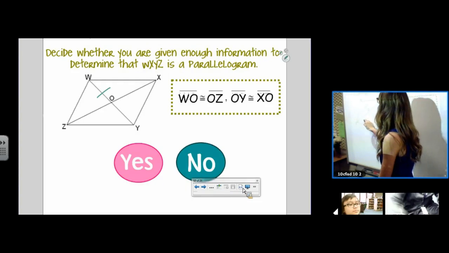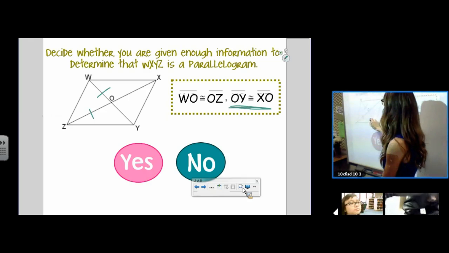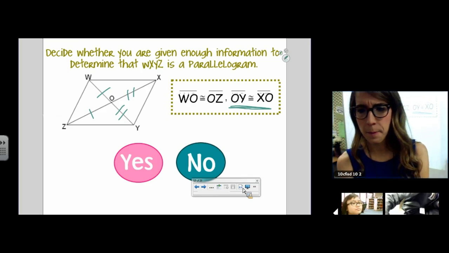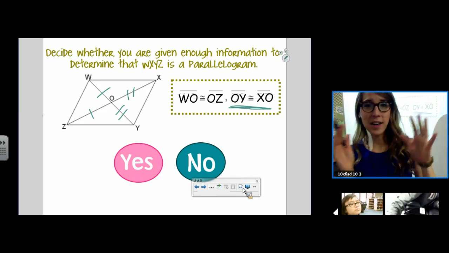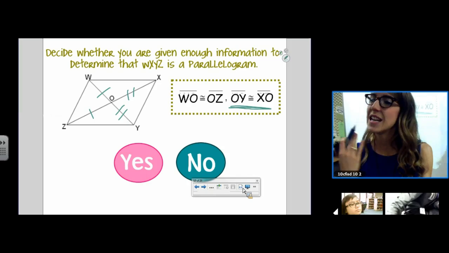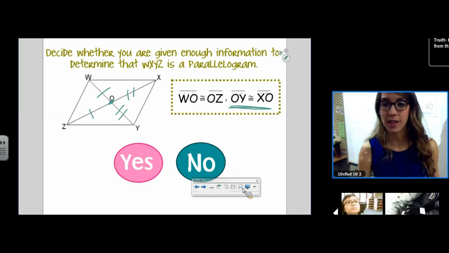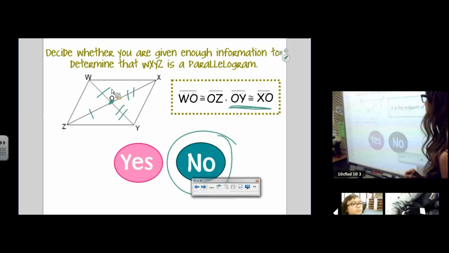WO is congruent to OZ, and OY is congruent to XO. Is that a parallelogram? No, it is not. Although there's lots of tick marks happening, the diagonals did not bisect each other. O is not a midpoint like it's supposed to be. So this one would be no.